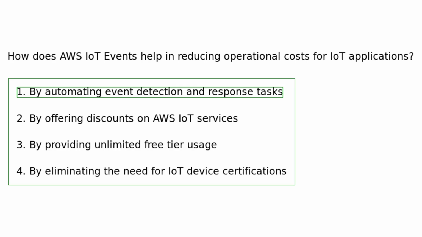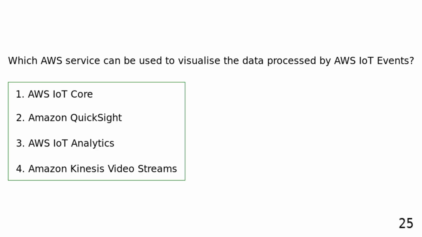Which AWS service can be used to visualize the data processed by AWS IoT Events? AWS IoT Core. Amazon QuickSight. AWS IoT Analytics. Amazon Kinesis Video Streams.